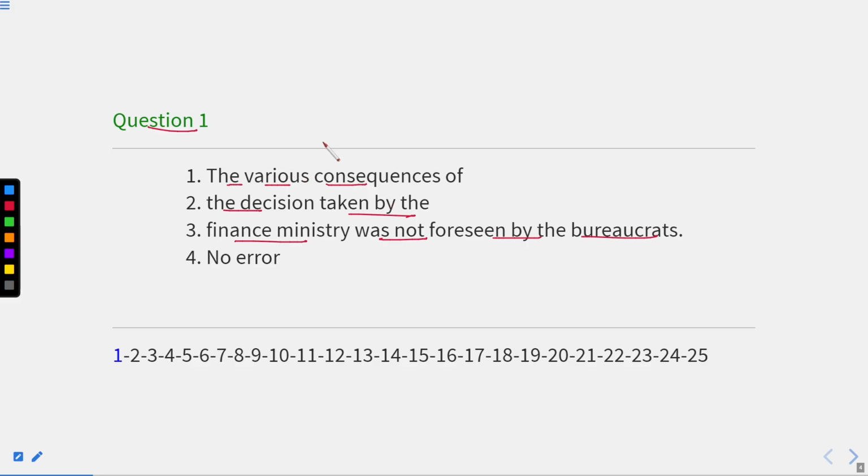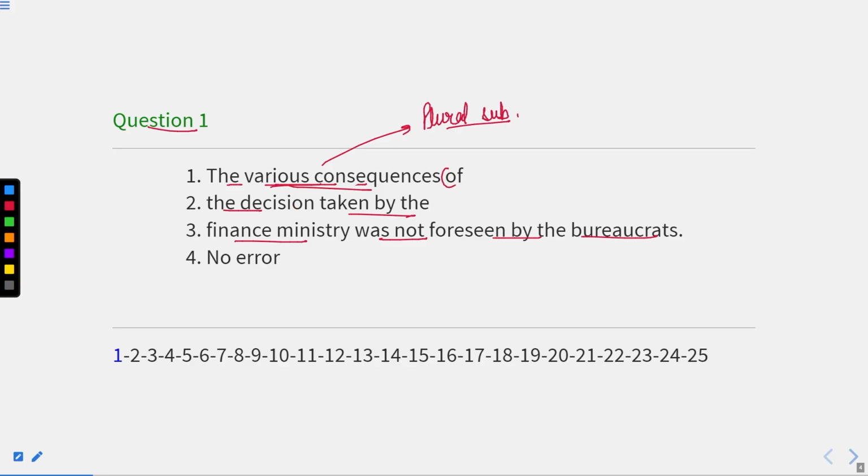Now the various consequences, this phrase forms the plural subject. Why so? Because here we are talking about the various consequences of the decision, which are plural in number. Also these are the subject, because we are talking about various consequences in this sentence. Various consequences of what? Of the decision.